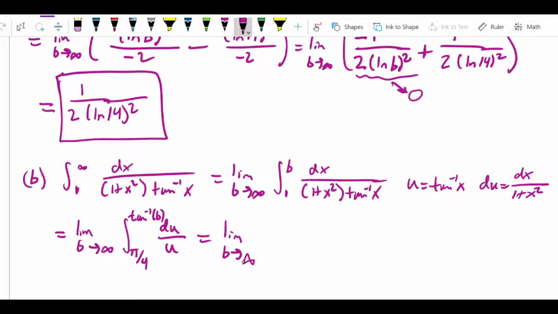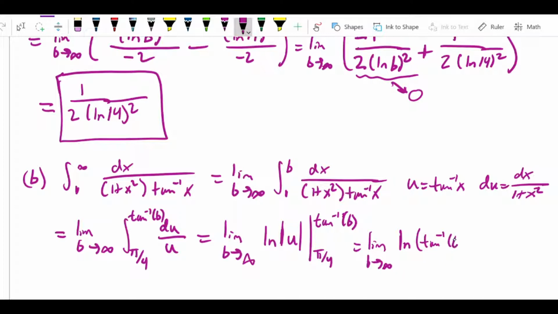So this integral is the limit as b approaches infinity of ln of u, going from pi over 4 to arctan of b. That's going to be the limit as b approaches infinity of ln of arctan b minus ln of pi over 4. So the thing that you have to recognize here is, first of all, this is just a constant, so that's just going to be ln of pi over 4.